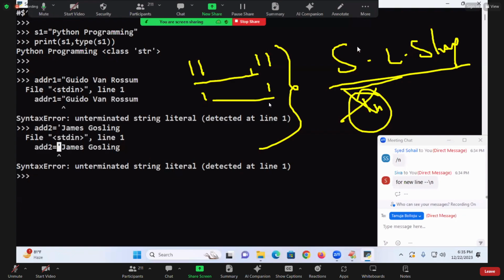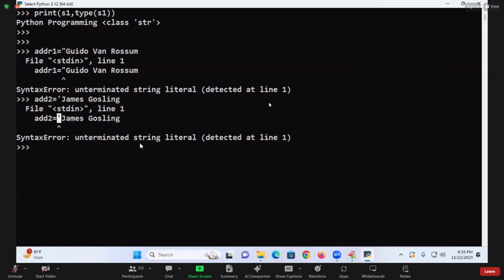Single line string data. Now my interest is to store which data? Multi-line string data. How many types of strings? Two types: one is single line string data, the other is multi-line string data.